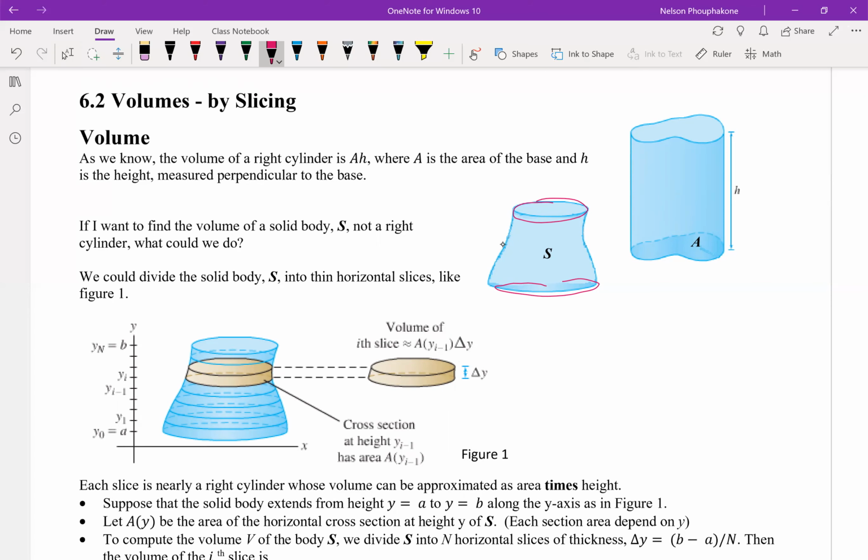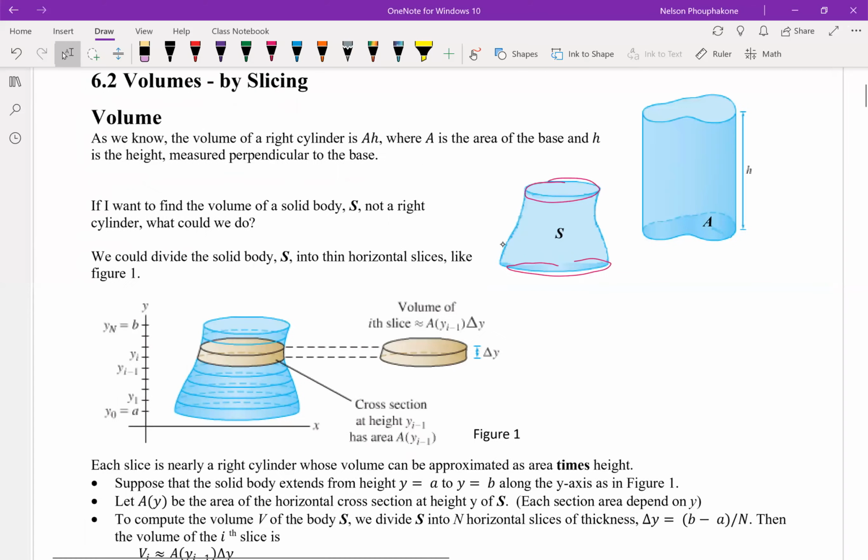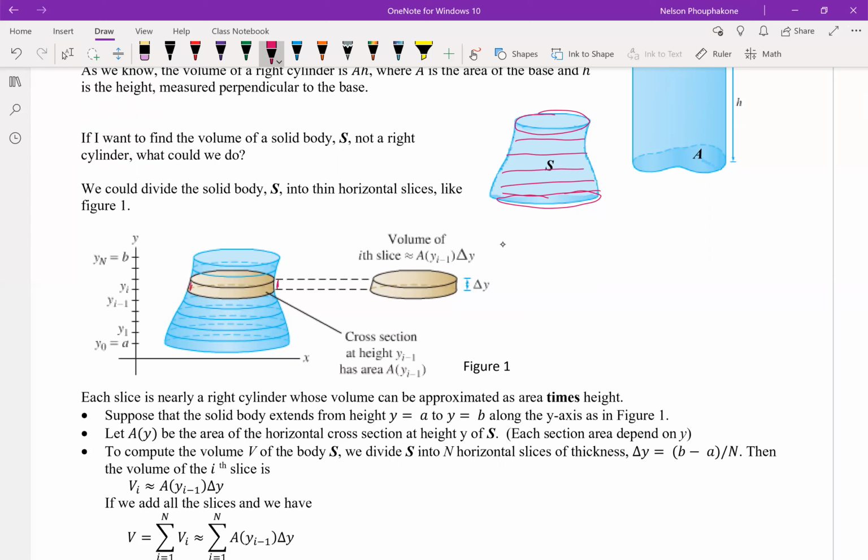In this case, what we are going to do is cut the solid perpendicular to the base. We would like to cut it really small, that means a slice right here, right? Then you will see that each slice has a base area. The top and the bottom are really close, and the height here we will make really, really small.